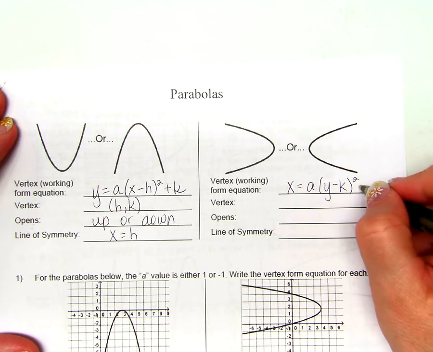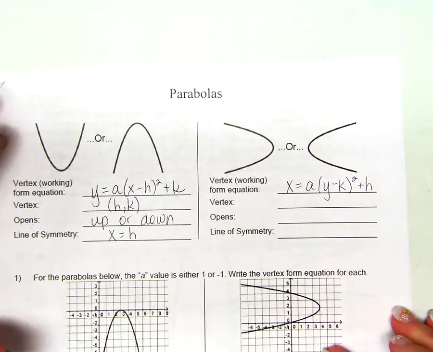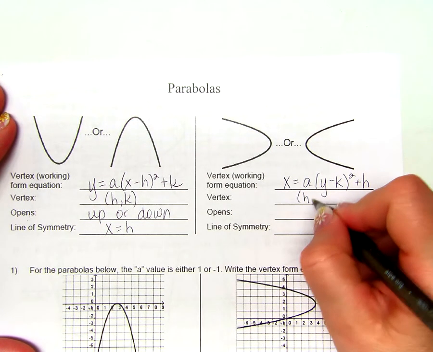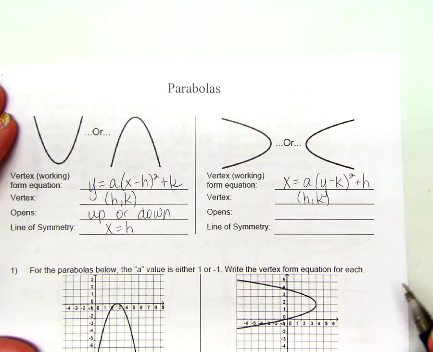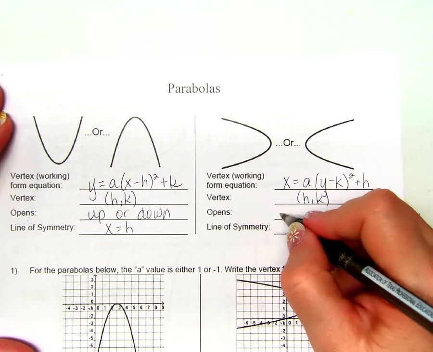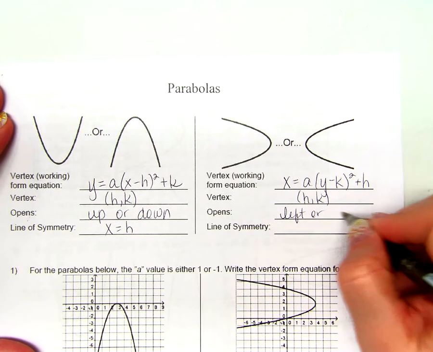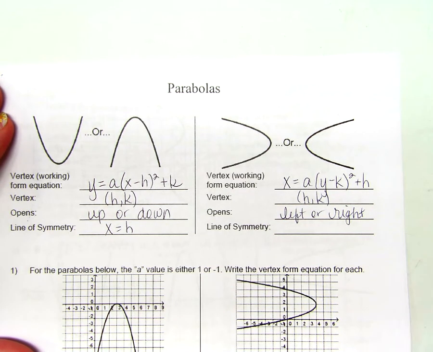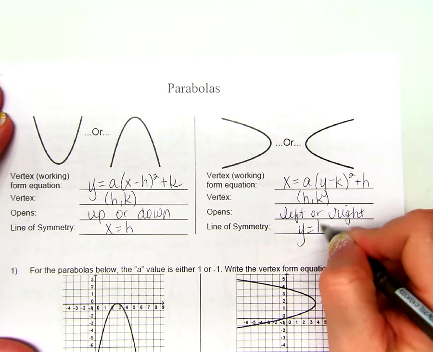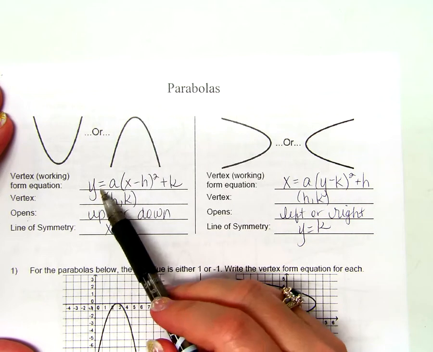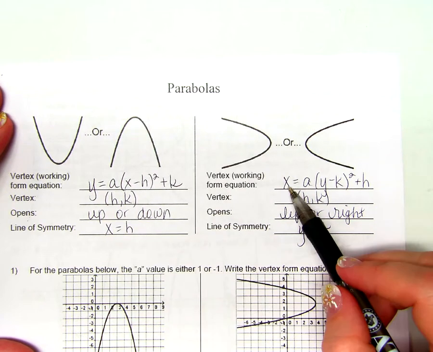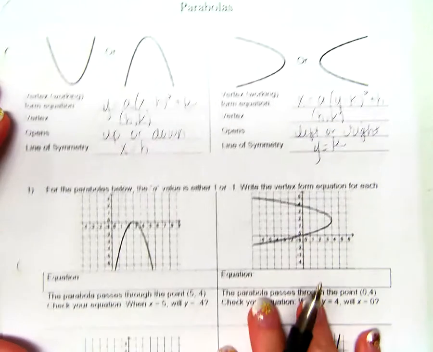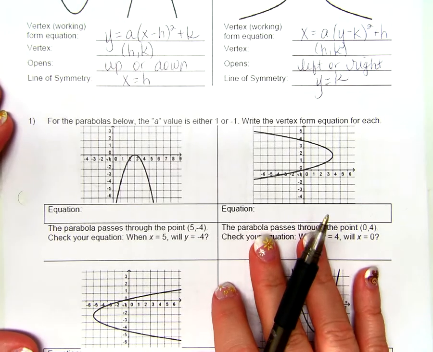squared plus h. Where's the vertex? (h, k). It's still (h, k). Which way does it open? Left or right? And where's the line of symmetry? So does it work the same way as this one over here? This is y equals, so the symmetry is x equals. This is x equals, so the symmetry is y equals. You okay with that? So let's talk about writing some equations.